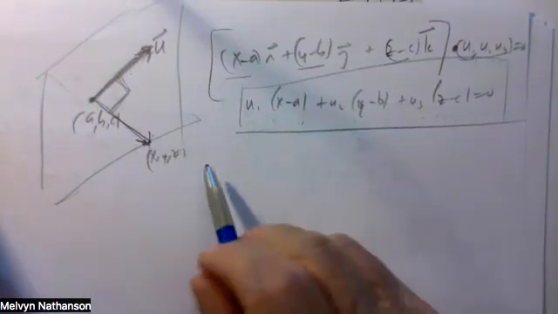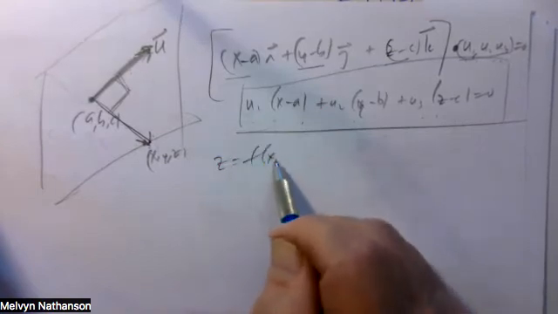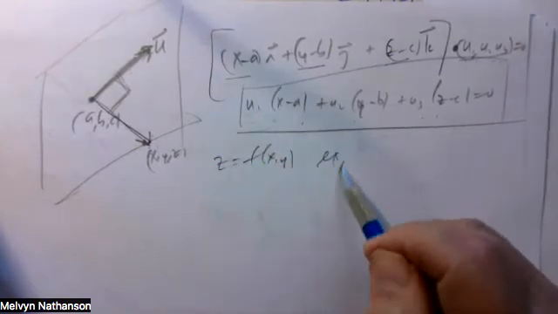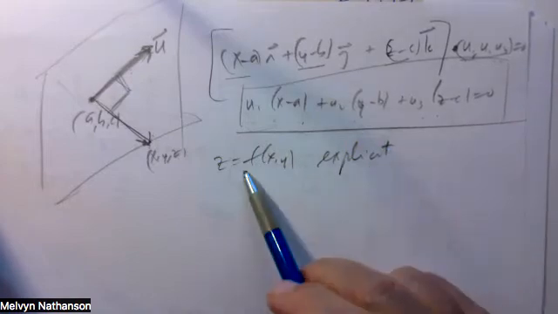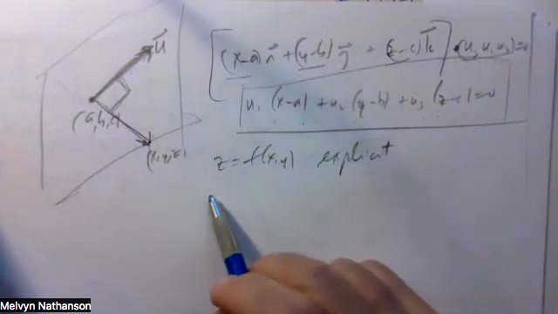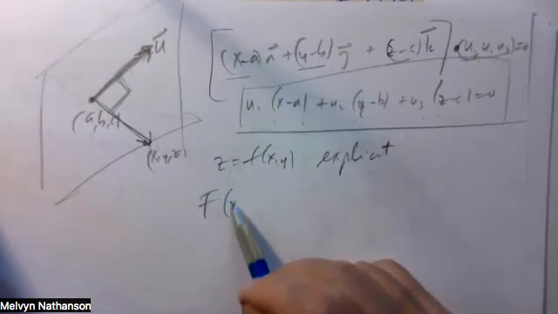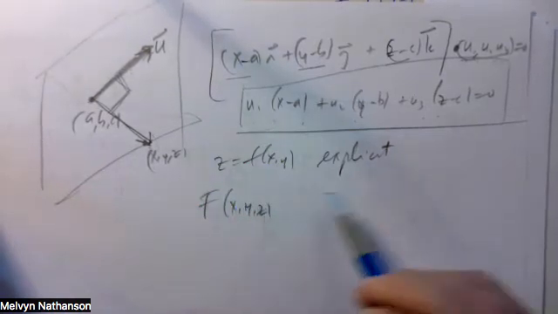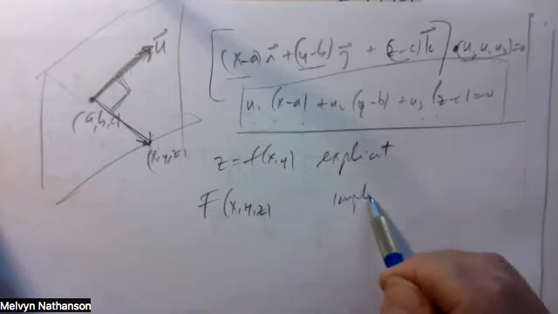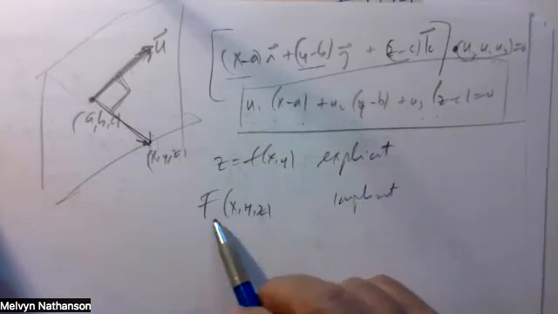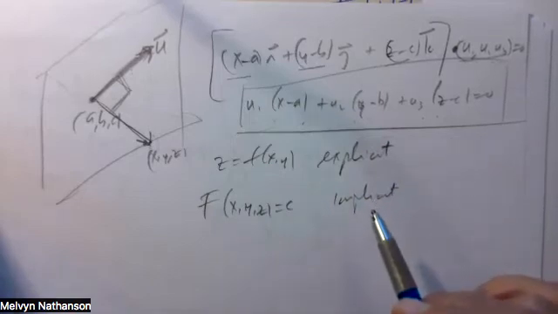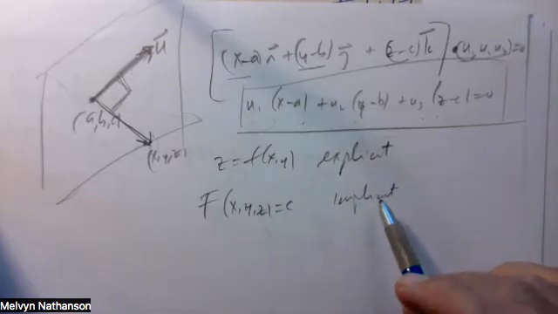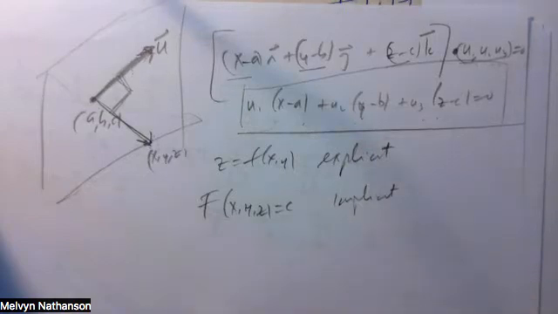So you could have z equals f of x, y. That's an explicit form, where z is a function of two variables. Or you could have some function capital F of x, y, z, and this is implicit. If you look at all the points where capital F of x, y, z equals c, that gives you implicitly a surface in space, a surface in R3.